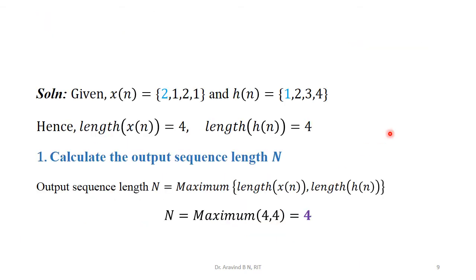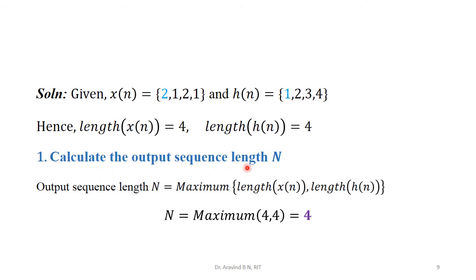Let us get into the detailed calculation step by step. Given data, note down: x of n is 2121, h of n is 1234. Length of x of n is 4, length of h of n is 4. Now with respect to the steps mentioned in the previous slide, I am going to take one after the other.